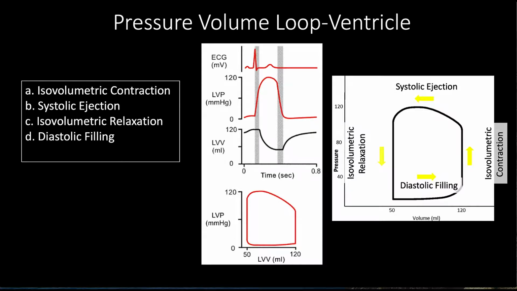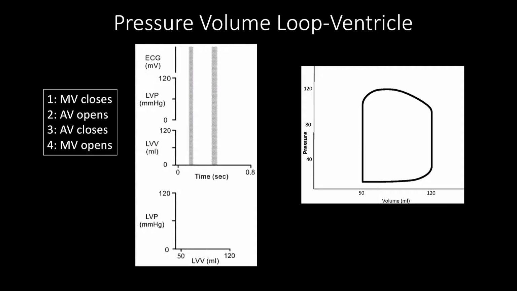And now let's do the same thing with the valves, the mitral valve and the aortic valve. We can again have a PV loop and look at the Wigger's diagram, and then we can demonstrate right where you have the mitral valve open. That happens right at the beginning of isovolumetric contraction. At the end of isovolumetric contraction, you have systolic ejection, which is when the aortic valve opens.